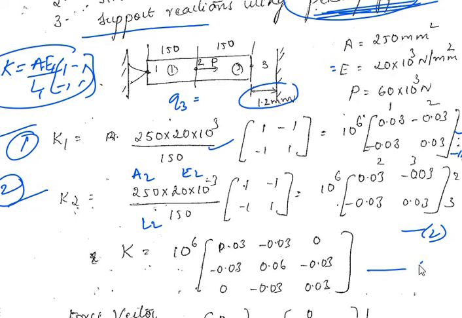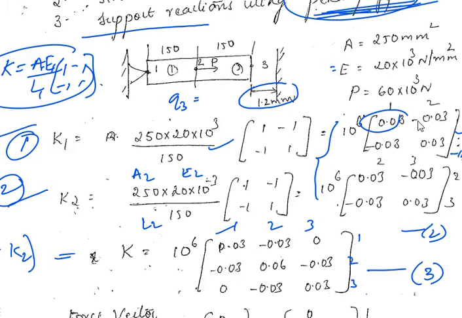Now you have to make the global stiffness matrix. The global stiffness matrix is nothing but adding k1 plus k2, which is equal to K. So you can find K, taking 10 to the power of 6 outside the matrix. Here the displacements you can write as 1, 2, 3 and 1, 2, 3. First row, first column is 0.03, that is taken here. First row, second column is minus 0.03. For first row, third column, there is no relation between 1 and 3, so you can take 0. Similarly you have to write for 2,1, 2,2, 2,3, and similarly 3,1, 3,2, 3,3, you have to check from here.